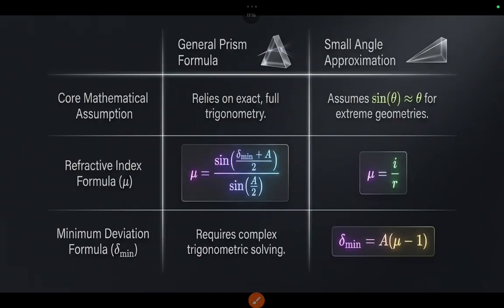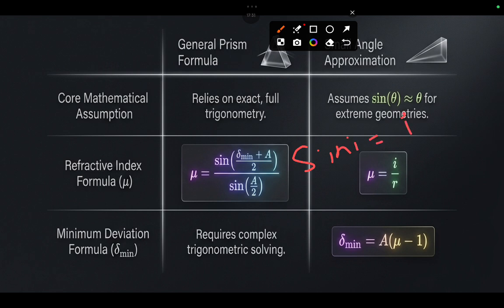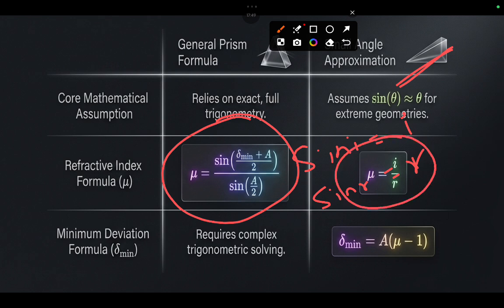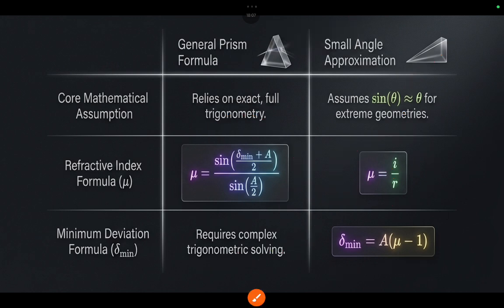So, general prism and small prism comparison. A general prism depends on full trigonometry, but a small or thin prism depends on the simple geometric approximation. That means in place of sine i we consider only i, and in place of sine r we consider only r. For the laboratory prism we use the full trigonometry concept for the refractive index formula. Here we are using i by r for the thin prism. The minimum deviation formula for the general prism is i plus e minus (R1 plus R2), while for the thin prism, in terms of angle, it is A times (mu minus 1).